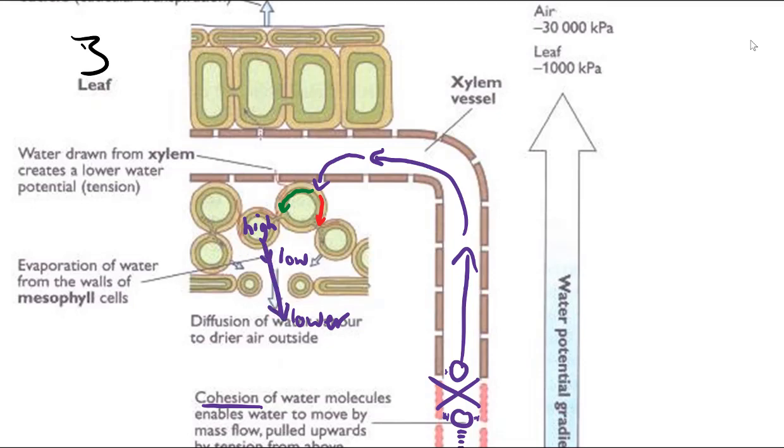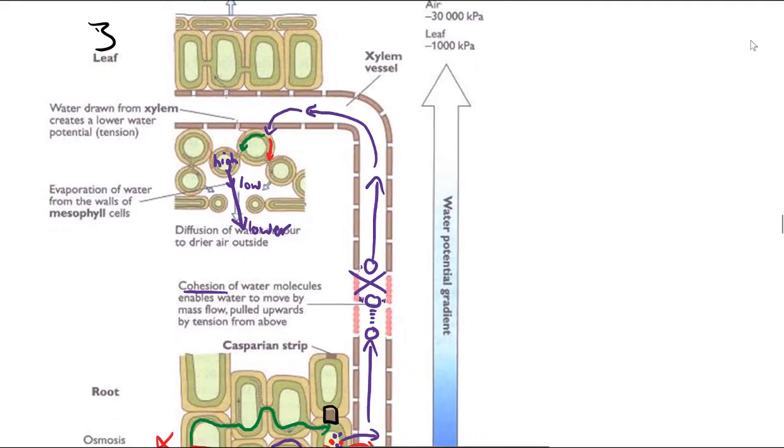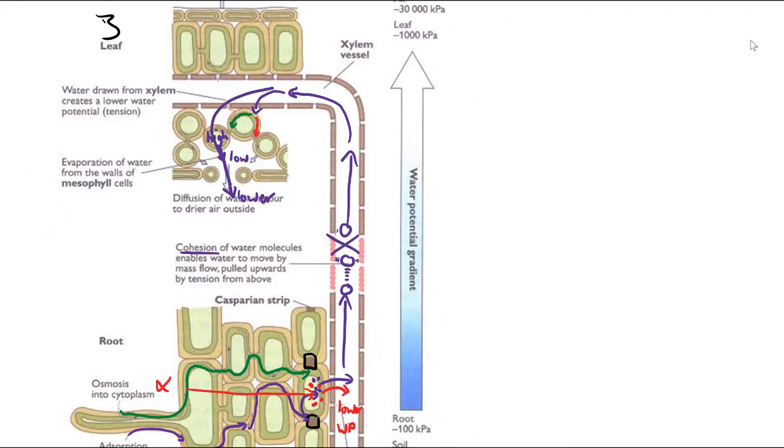And this transpirational pull pulls water the whole way up through the plant from way back down here. And that's the whole summary of the movement of water through plants.